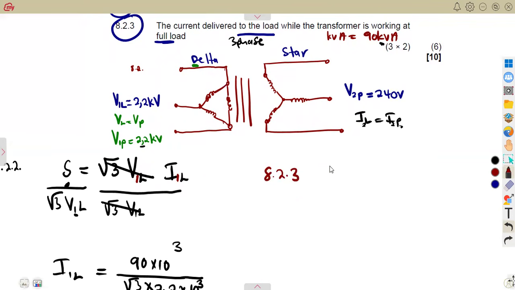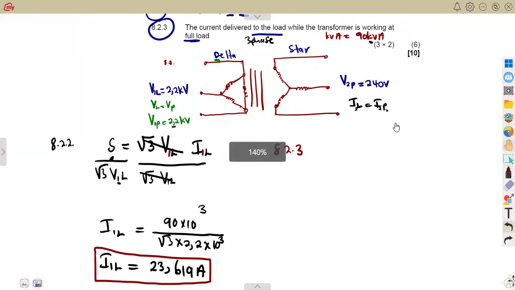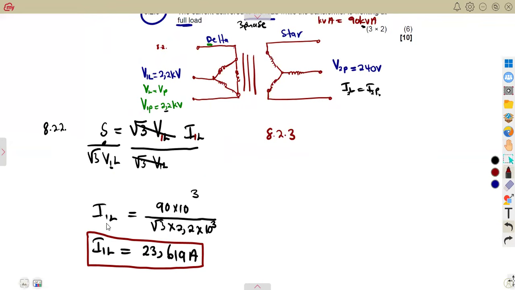8.23. We are going to consider, because that is the easier part, the kVA that we are given. As we saw from the last formula, we ended up having the current, but this time we are considering the current on the secondary side. So it is going to be the apparent power that you're given, which is the rating of the transformer, divided by what? We had the square root of 3. This time, instead of V1, we are going to consider V2 of the secondary side, which is the line voltage.